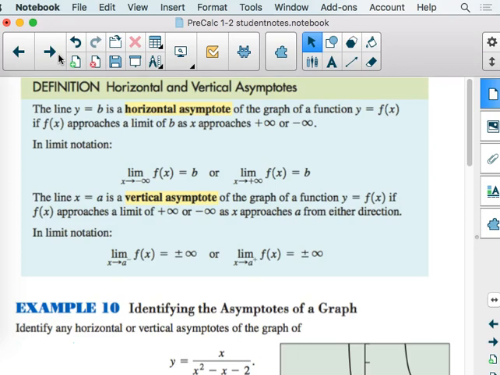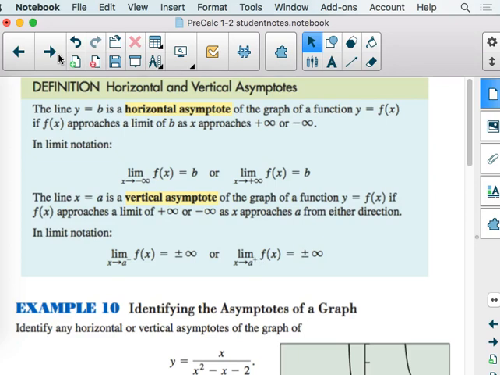And then this piece we'll end up coming back to. Right now, it might be a little overwhelming with all the new stuff about limits, but the line x equals a is a vertical asymptote of the graph of the function y equals f of x if f of x approaches some limit, which means positive infinity or negative infinity, because we're talking about going up or down, as it approaches a from either direction.